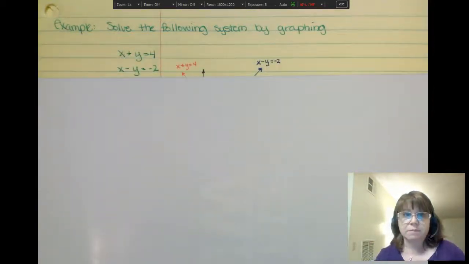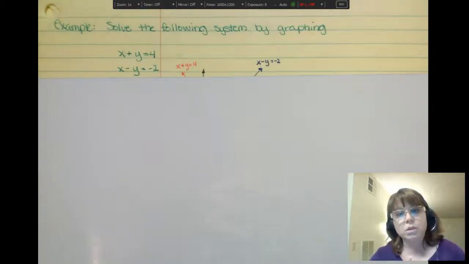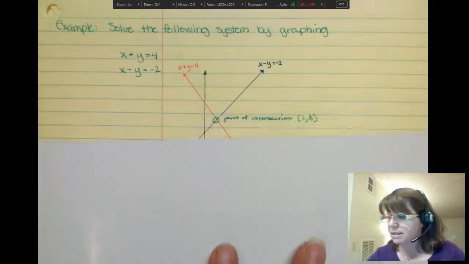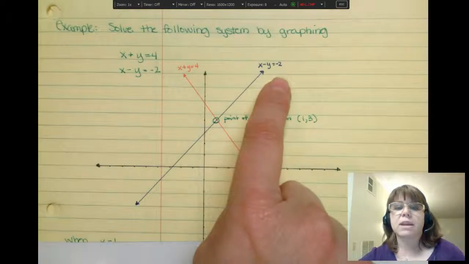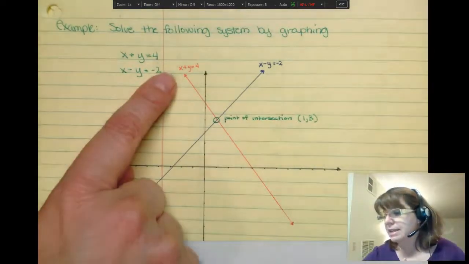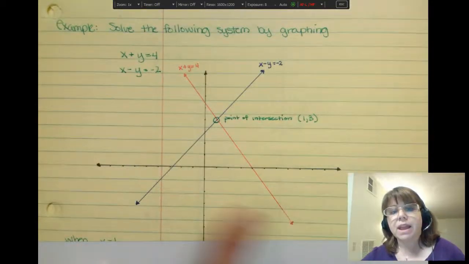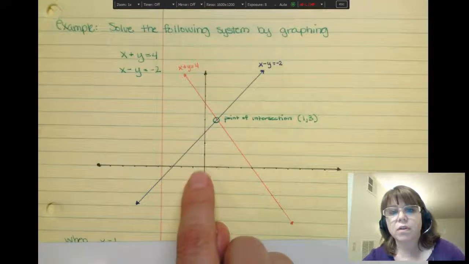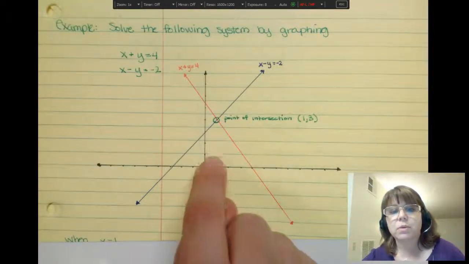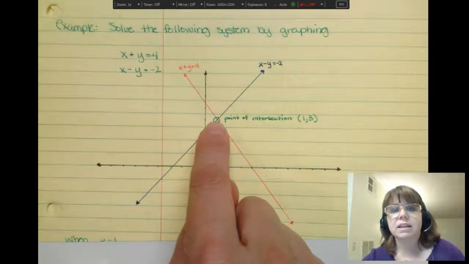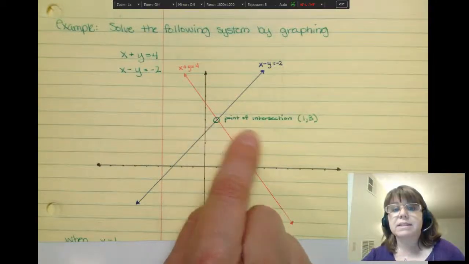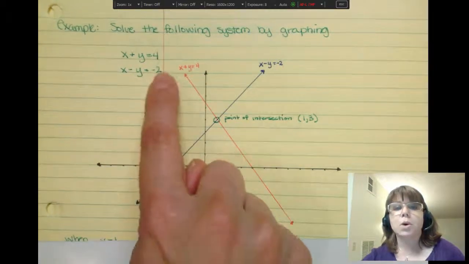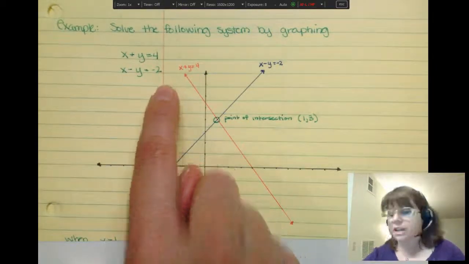So here we have a system, x plus y equals 4 and x minus y equals negative 2. I'm going to plot both of the lines just by selecting some points, and I plot the line. The blue line is x minus y equals negative 2. The red line is x plus y equals 4. And at this very point, if I'm very careful, at 1 and then up 3, 1, 2, 3, yeah, at that point, that is my point of intersection. What that means is that 1, 3 is the solution to both of the equations, to the whole entire system.